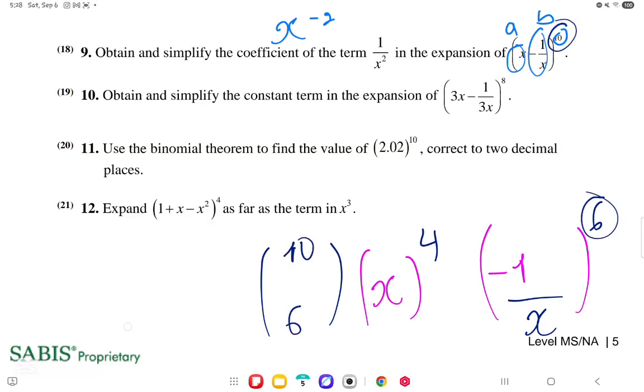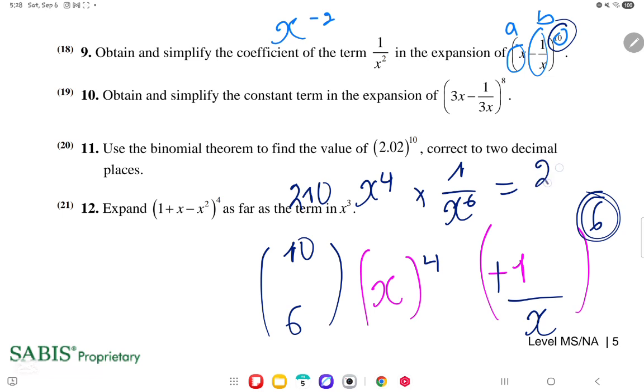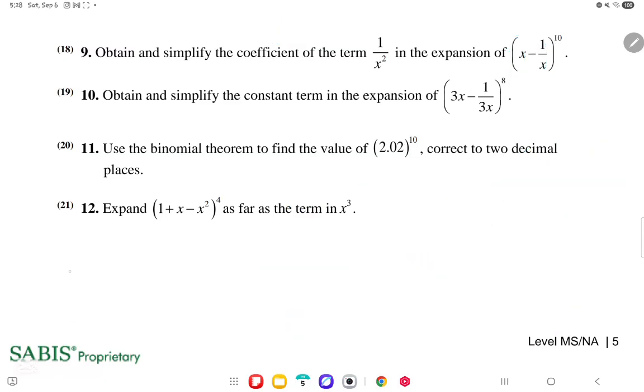So now let's do 10 combination... wait, hold on. 10 combination 6, you're gonna get an answer of 210 times x to the power of 4 times 1 over x to the power of 6, because if it's even, it's gonna remove the negative. So now if you simplify, you're gonna get 210 times 1 over x to the power of 2. So what's the coefficient? In this case, it is 210. My bad. Let's move on to the next question, which is question number 10.